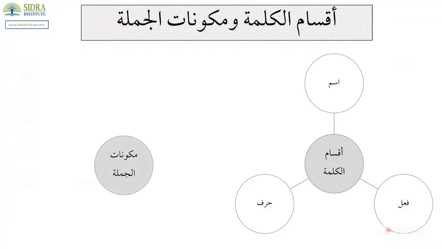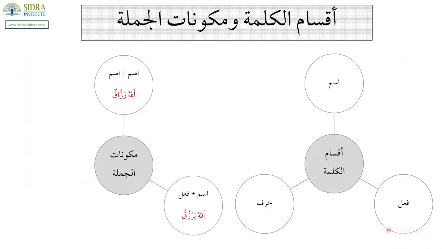Then we came across the structures of the sentence. So sometimes we have certain combinations. We can have 2 nouns, and we can have a noun and a verb, and we can have a verb and a noun, and these are the only 3 that are valid for them to be deemed as a what? Complete sentence.